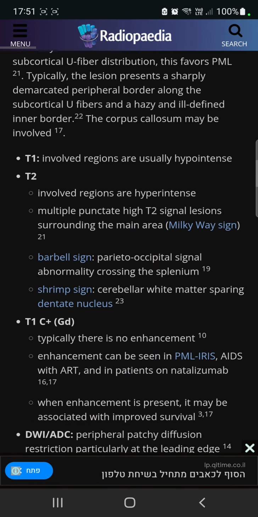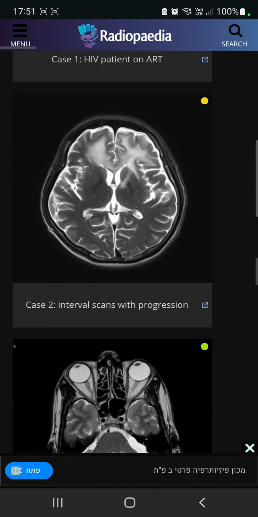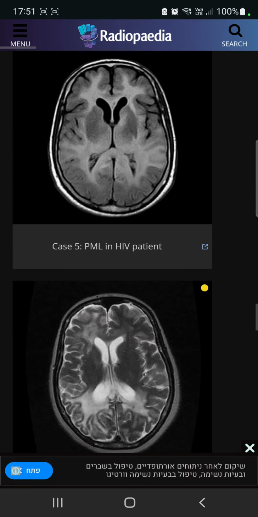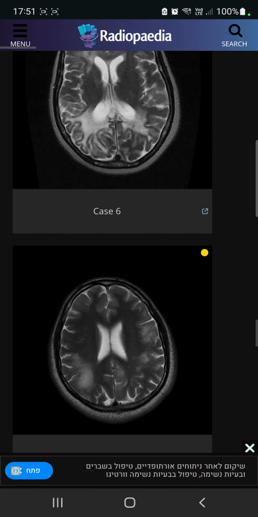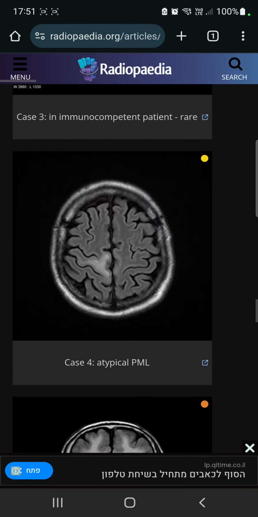It's usually T1 hypointense, T2 hyperintense. You can see here on FLAIR the T2 hyperintense asymmetrical lesions, and on T1 with contrast it won't enhance, and U fibers can be involved. Now it's different from HIV encephalitis, which is symmetrical. That's it. PML.